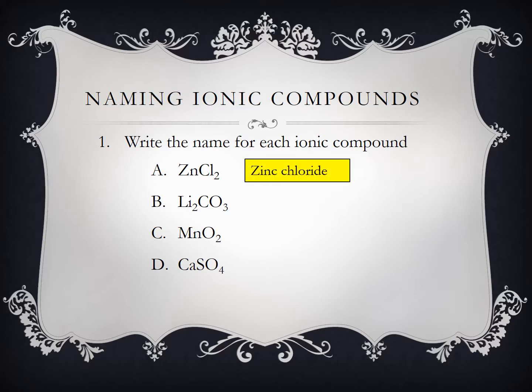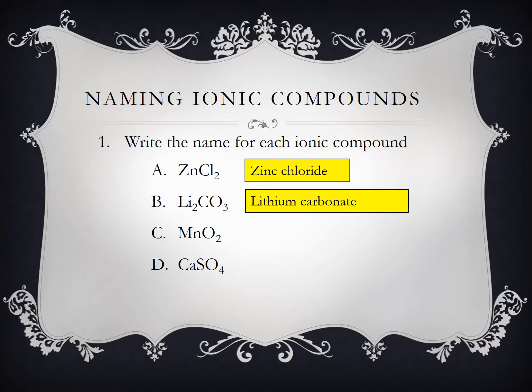For B, we have lithium, and you have a polyatomic because it's made up of two different elements, CO3. So you have to go to your list and know that CO3 is carbonate. So it's just lithium carbonate. No Roman numeral because lithium is not a transition metal.